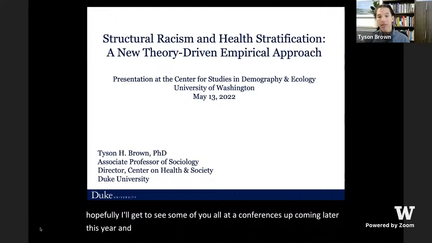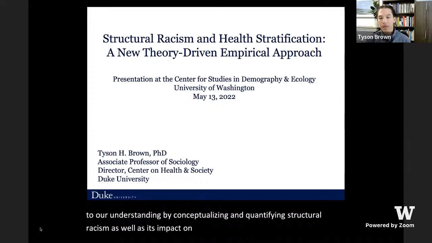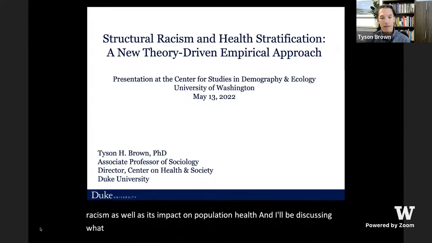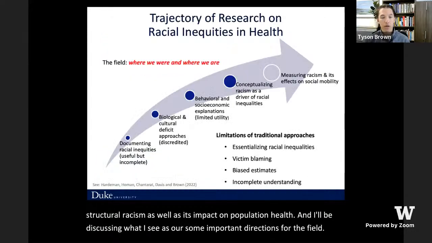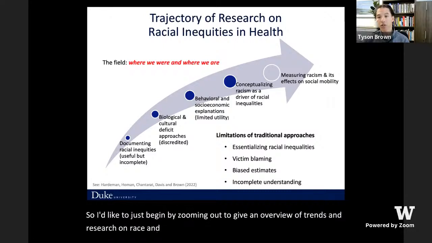And so today, I'll be discussing a project that aims to contribute to our understanding by conceptualizing and quantifying structural racism, as well as its impact on population health. And I'll be discussing what I see as some important directions for the field. So I'd like to begin by zooming out to give an overview of trends in research on race and health, with special attention to where we've been, where we are, and where I think we should go.